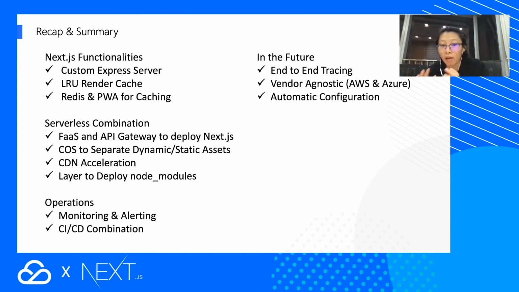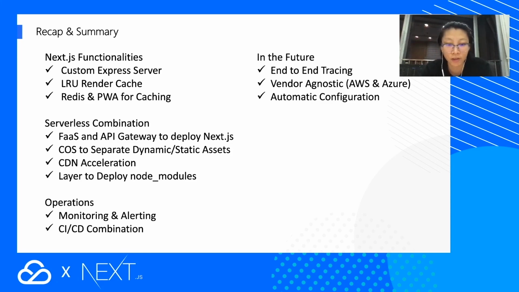And besides, we have plans to open source the project and make it vendor agnostic, to support different cloud providers like AWS, Azure, and also Tencent Cloud. Then other companies who need it can reuse the architecture. Currently, we have to change the Next.js config.js manually. So for the next step, we also have plans to automatically configure the Next.js project and make a better combination with the cloud infrastructures.